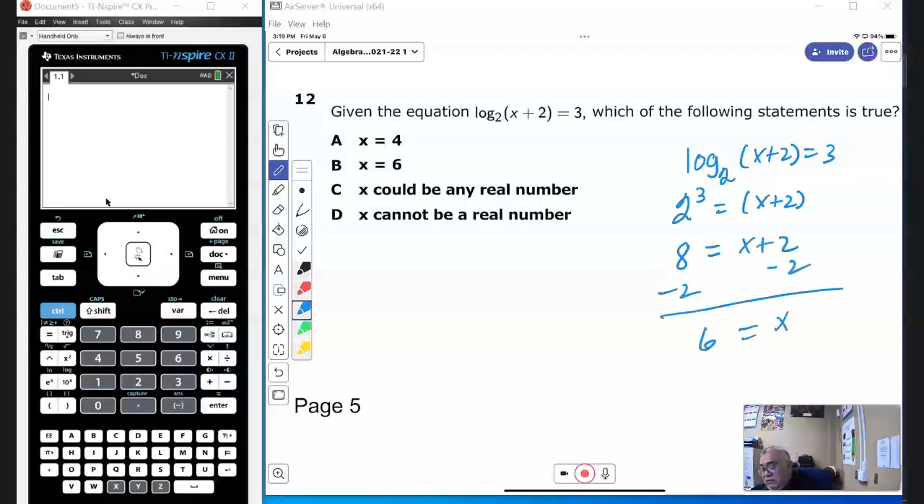So I know the answer is 6, but to verify, let's go ahead and place it into the calculator, substitute the value of x. We're dealing with base 2, and we said that x is going to be 6. We have 6 plus 2. And remember, we want the answer to be 3, and it does come out to 3, so the answer is B.